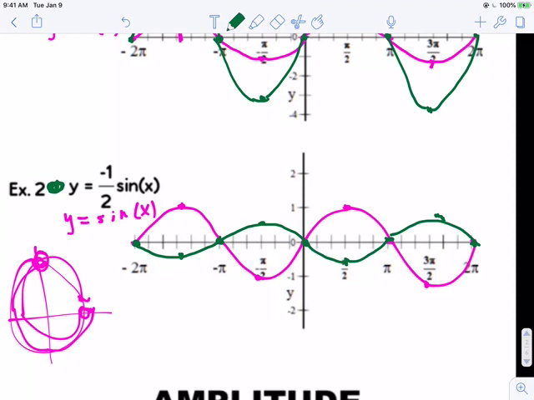Okay. So again, you need to pay attention to the operations that are happening. Shrink it by a half, flip it. Shrink it by a half, flip it. That's what's happening to all the y values.